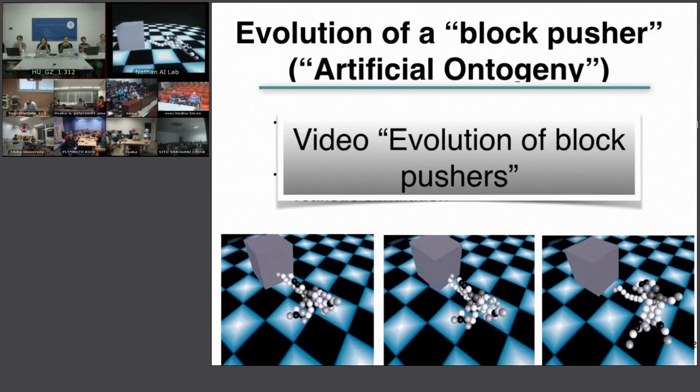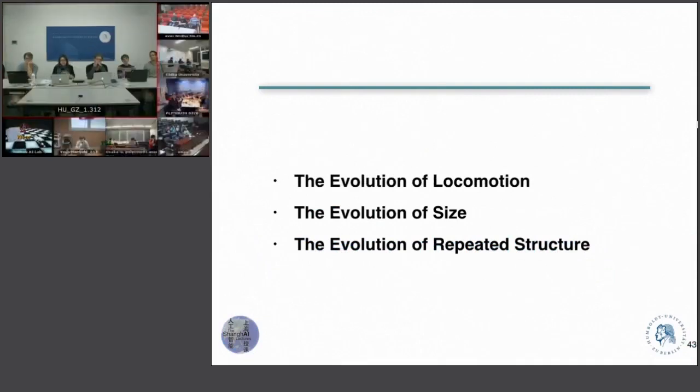And evolution came up with this strategy by itself, so nothing was pre-programmed here. So what has been shown here is that the locomotion can be evolved, the size, and also some repeated structures.